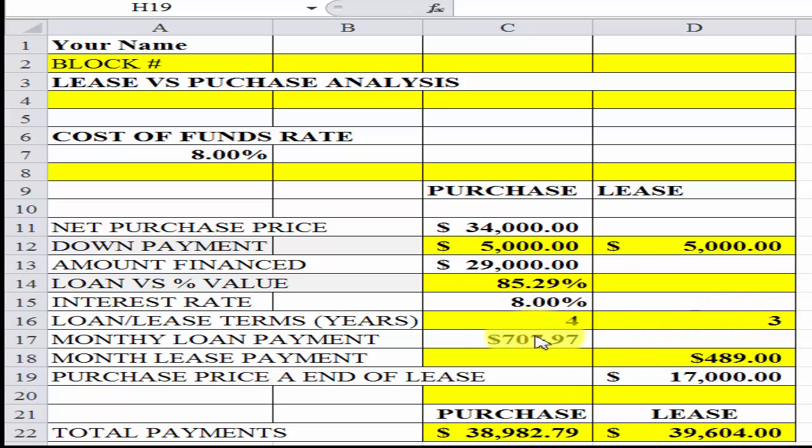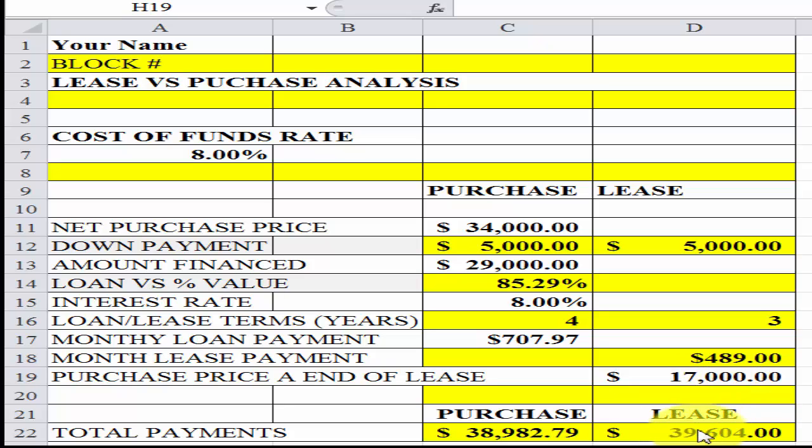Okay? Now, your monthly payment is $707.97 for 4 years. Your monthly payment on leasing is $389. However, at the end, if you are going to buy your car after 4 years, you only owe them $38,000. I shouldn't say only. Its total cost would have been $38,982.79. And over here, if you purchase the automobile, the residual, let's say, is valued at $17,000, it will cost you a little bit more.